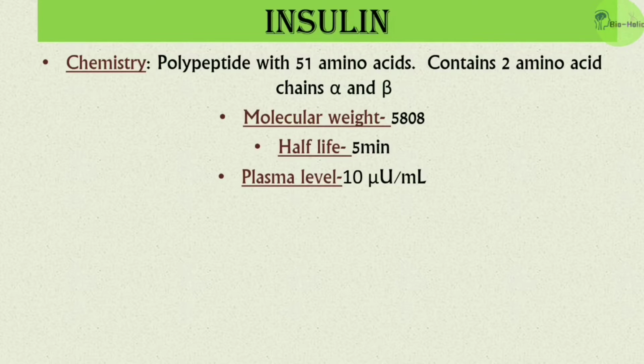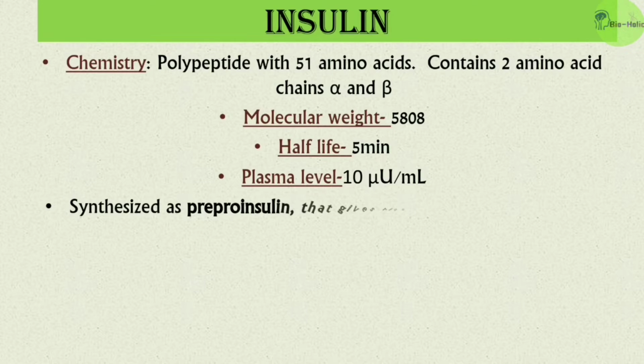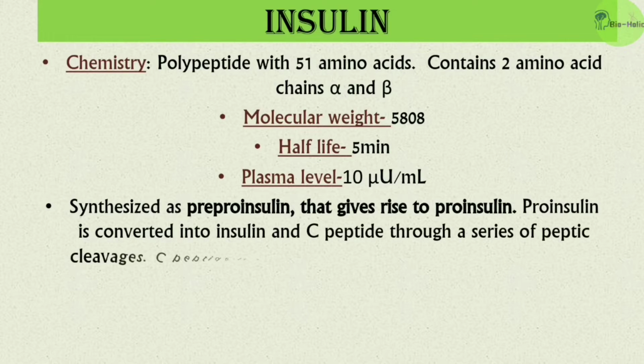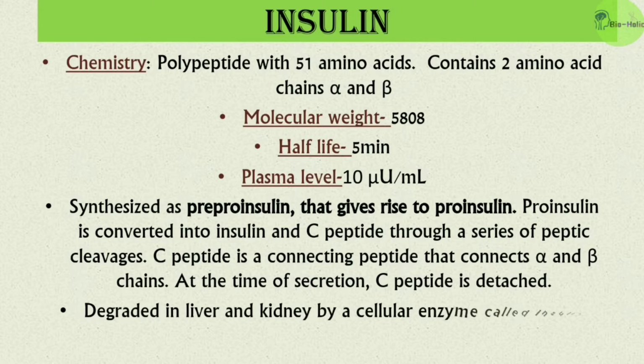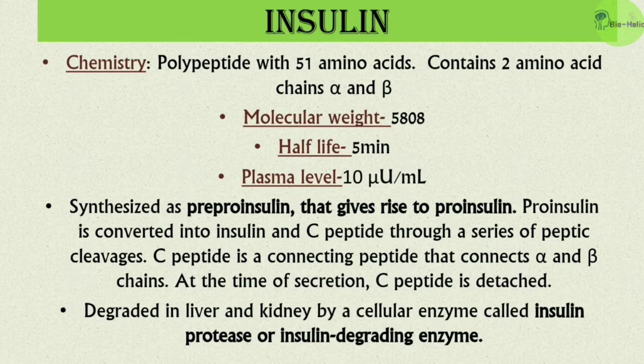The plasma level of insulin is 10 microU per ml and it is synthesized as pre-proinsulin that gives rise to proinsulin. Proinsulin is converted into insulin and C-peptide through a series of peptide cleavages. C-peptide is a connecting peptide that connects the alpha and beta chains. At the time of secretion, C-peptide is detached. And insulin is ultimately degraded in liver and kidney by a cellular enzyme called insulin protease or insulin degrading enzyme.